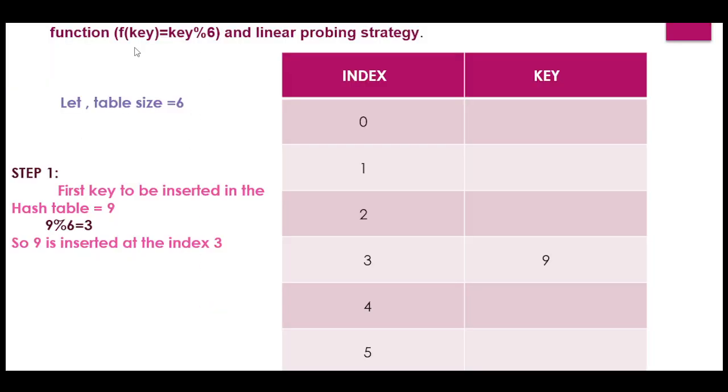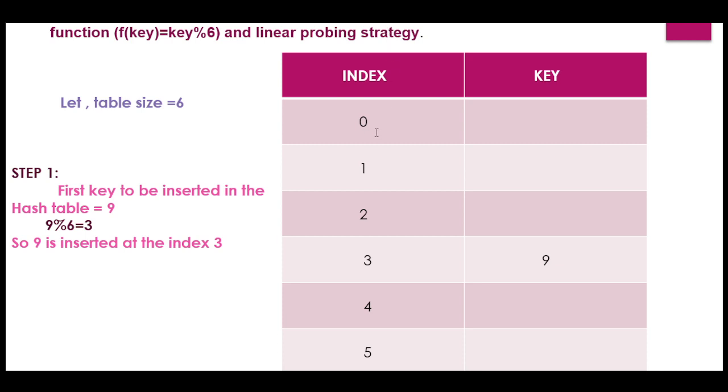Here is an example for linear probing. The figure shows the result of inserting keys 9, 7, 11, 13, 12, 8, using the hash function f(key) = key mod 6 and the linear probing strategy. Firstly, we have to draw a table that indicates index and key elements. Index values are 0 to 5 because there are 6 elements.